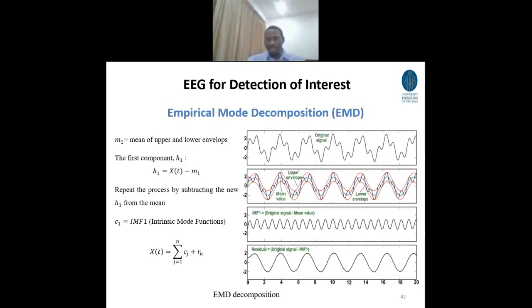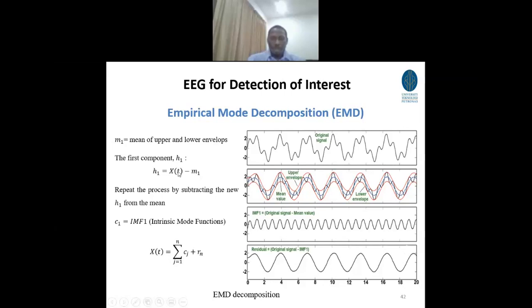Okay, EMD is just another way of getting some features. For those who are in signal processing, probably they have heard about it because it's well known. The process is described over here. I will not go into the details, but at the end, it's just a kind of decomposition. So I have a signal x of t. I follow this process. So here we have the upper envelope and then the lower envelope.